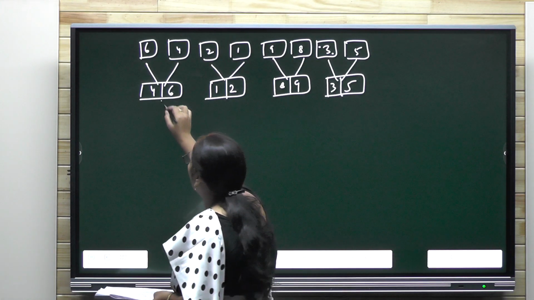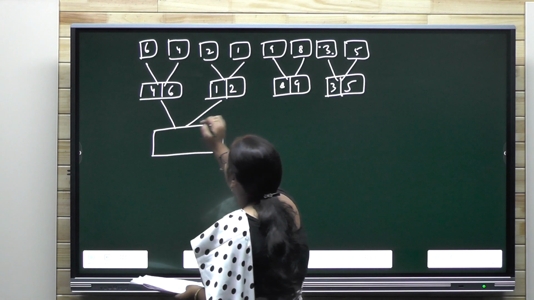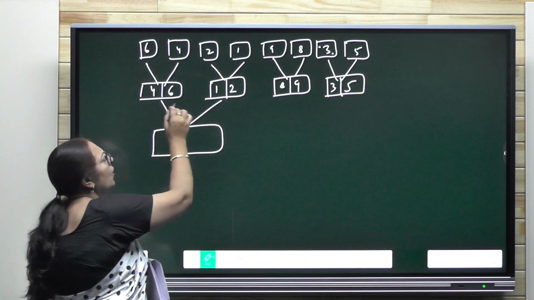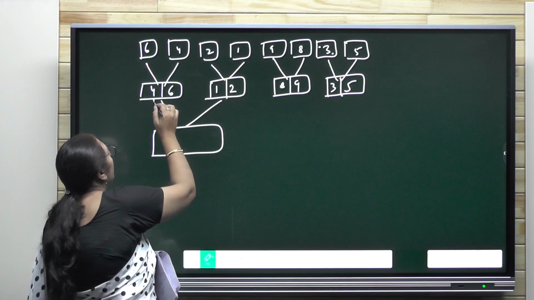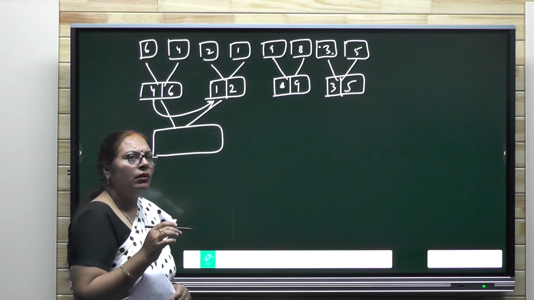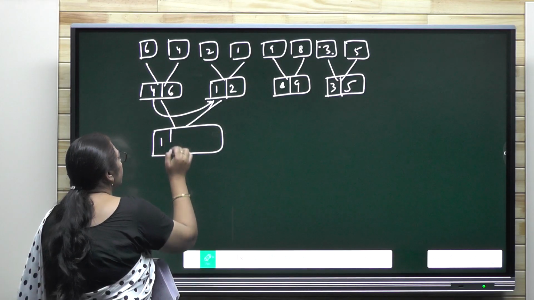So when we merge these two, we will combine again and check. The first element of the first array will be compared with the first element of the second array. When we compare 4 and 1, 1 is less than 4. So that means 1 is going to be at the first place.